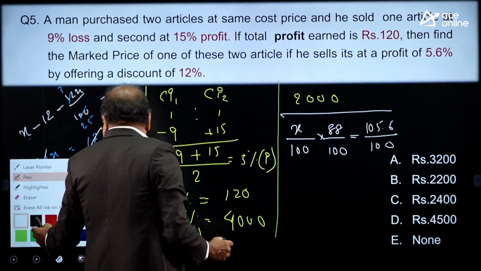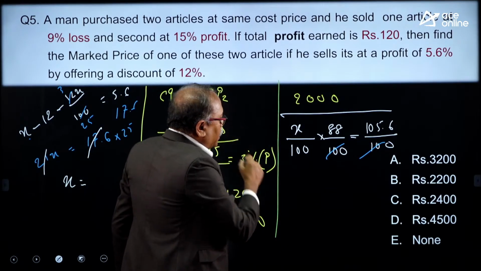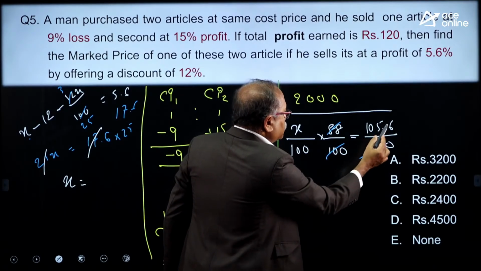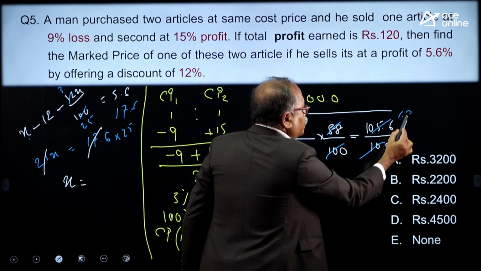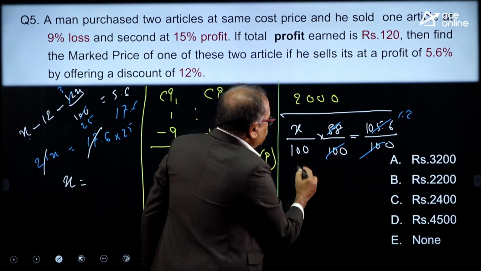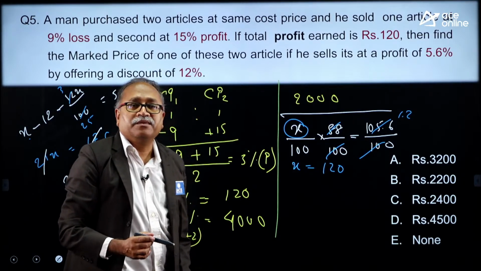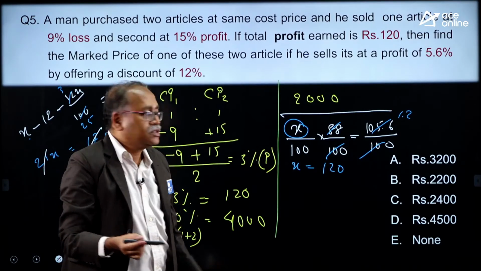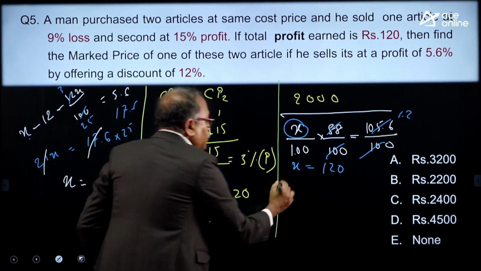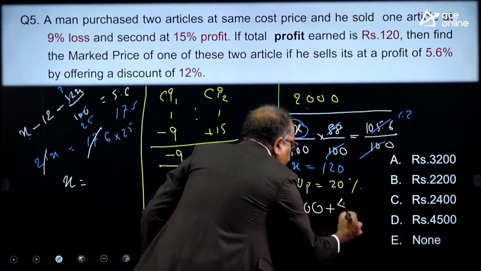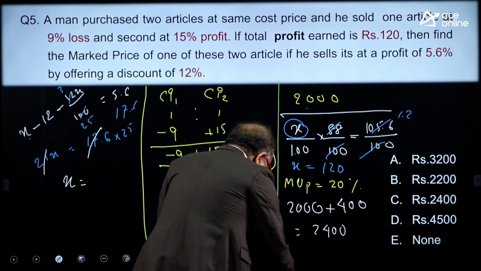So, look at this one, I cancel this part, this 100 gets cancelled over here, and the next one, am I able to cancel this number here? Yes, this is 1.2 times getting cancelled. So, x is equal to 120. So, if this is 120, that means what is the markup price? Something which is more than 100. So, the markup price is the markup which is 400 of this. So, total is 2400 is the markup price.